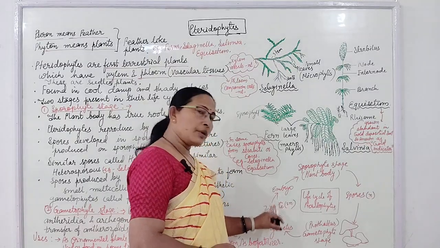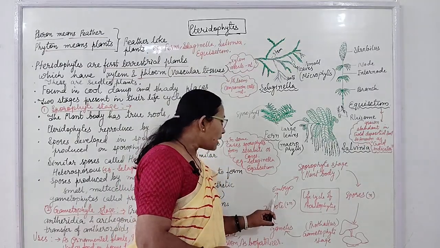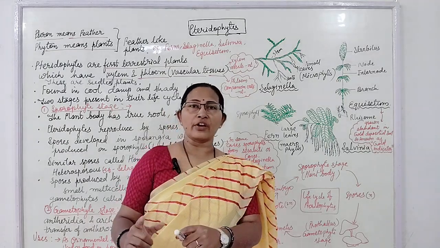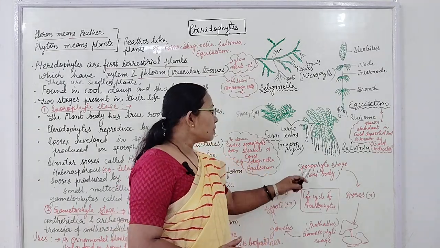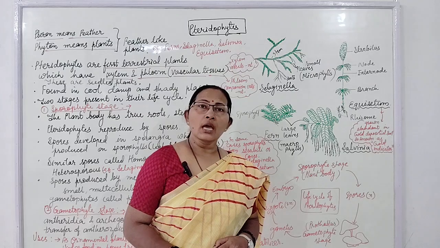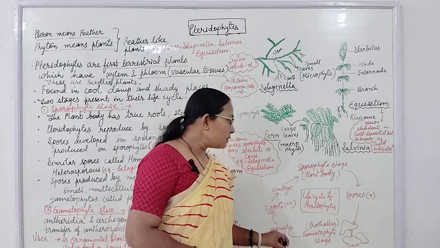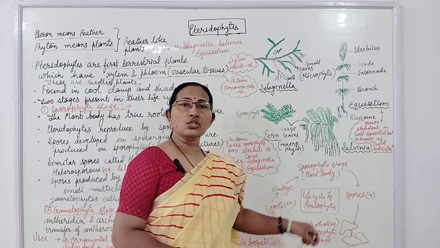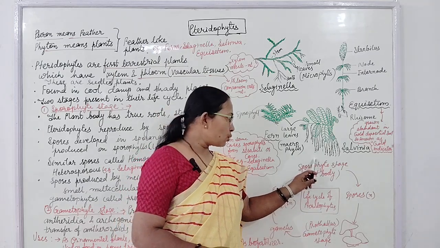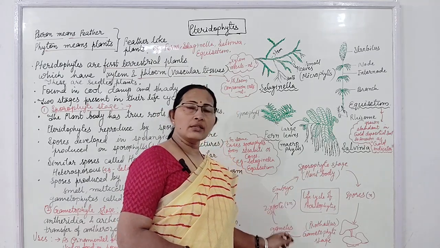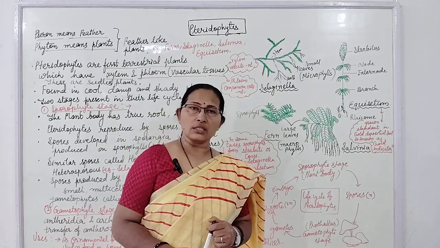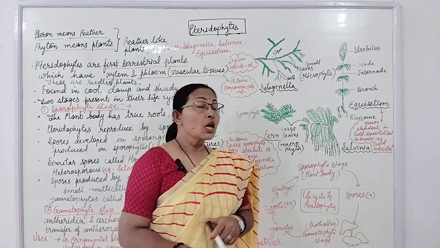By the fusion, a zygote forms, which becomes diploid, and through embryonic stages the development of this zygote gives rise to the sporophyte stage. This shows that the life cycle of pteridophytes represents alternation of generations: sporophyte stage, then gametophyte, then sporophyte, and then again the gametophyte stage in their life cycle.